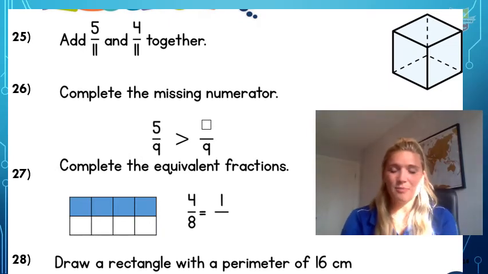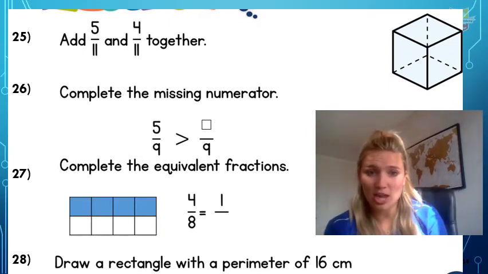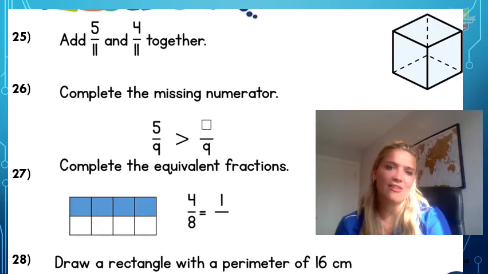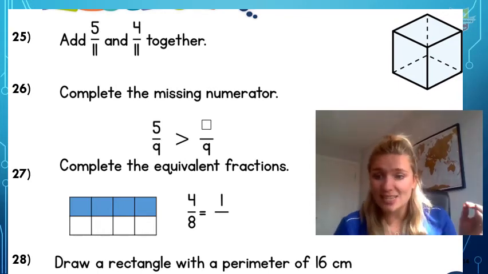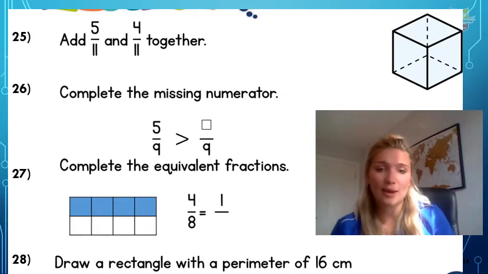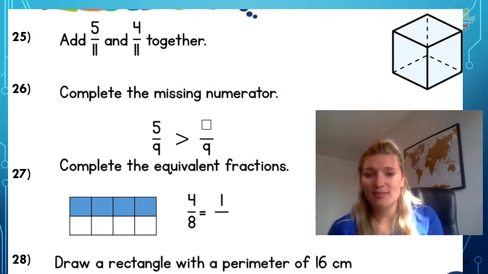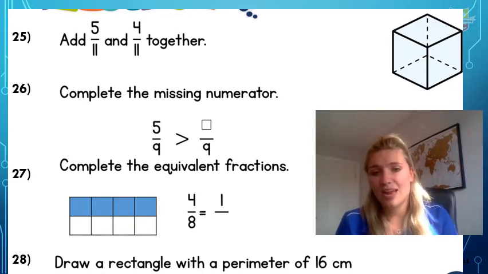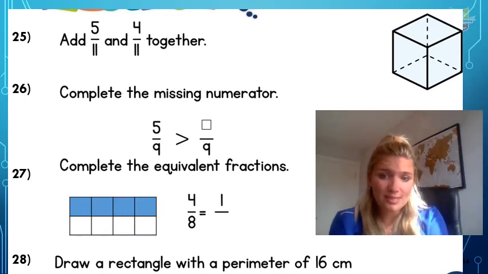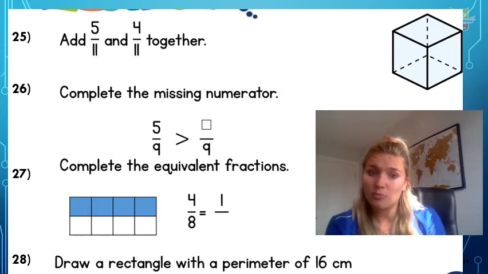Okay, so now I want you to tell me first of all what the shape is. Then you're adding together 5/11ths and 4/11ths. Write it as a number sentence and you might spot that they've got the same denominator, so what will your answer be? Then you're completing the missing numerator. Well, if I know 5/9 is greater than something/9. For a bonus point, you can tell me what are all the options that it could be.